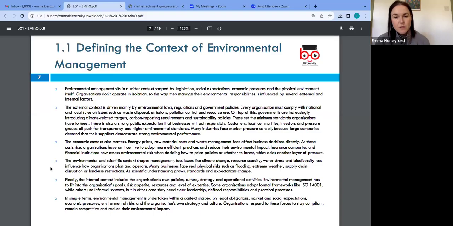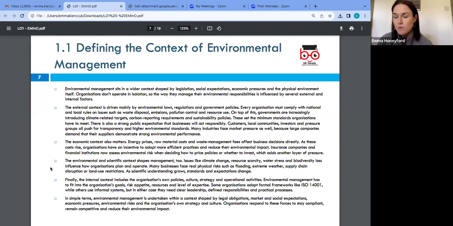Customers, local communities, investors, and pressure groups all push for transparency and higher environmental standards. And in the past, there has been a tendency for organisations to greenwash. So I think it is so important that organisations are really transparent about where they are at in terms of their environmental impacts. Many industries face market pressure as well, because large companies demand that their suppliers demonstrate strong environmental performance. So it is really positive.